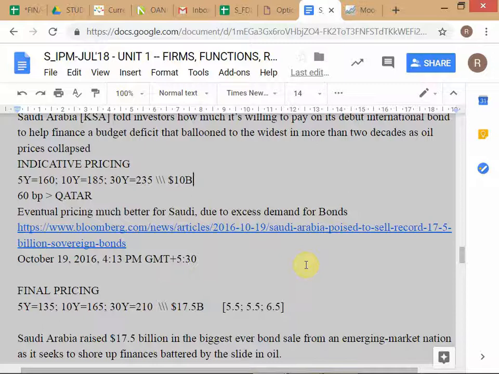So as you can see here, the initial indicative pricing was, can everyone see clearly? Yes, sir. Everyone can see? Yes, sir.